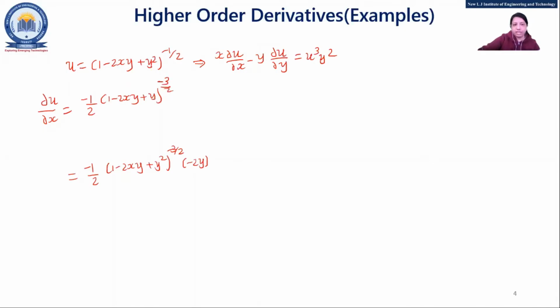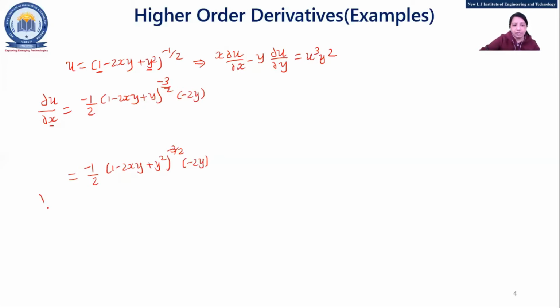Now this is chain rule, right? 1 minus 2xy plus y square. We are differentiating with respect to x. So obviously these two are constant. So minus 2xy, for that the differentiation is minus 2y. Okay. So this is for this.